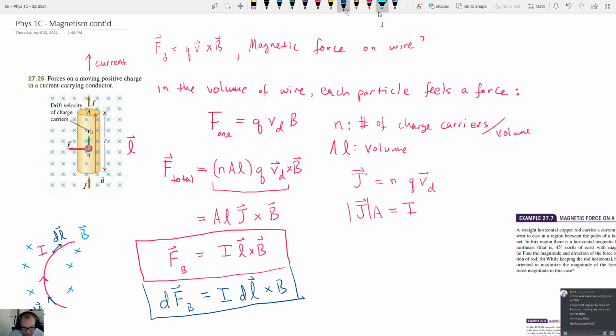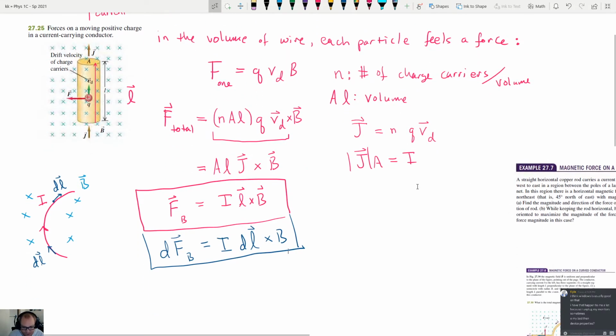Now, I'm going to show you a video of how this works, but before we look at the video, I'm just going to ask, does anyone have any questions so far?